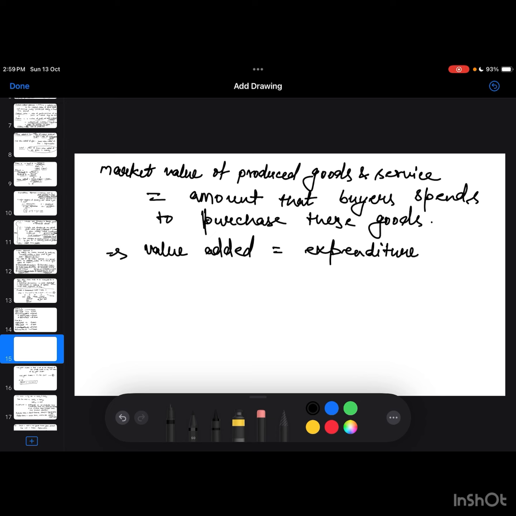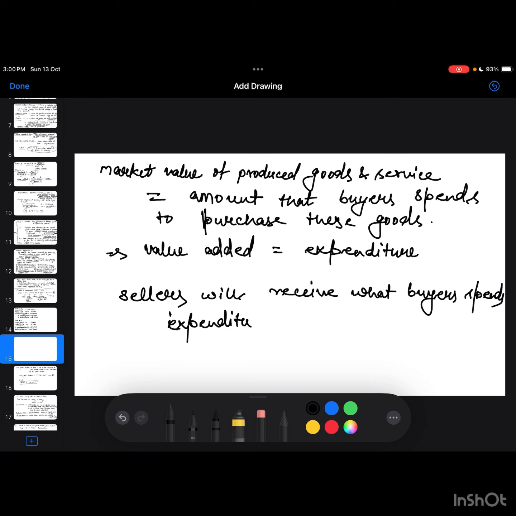Now what will sellers receive? Sellers will receive what buyers spend. So in this way, the expenditure approach will be equal to the income approach. So all the three approaches will be the same or give the same answer.